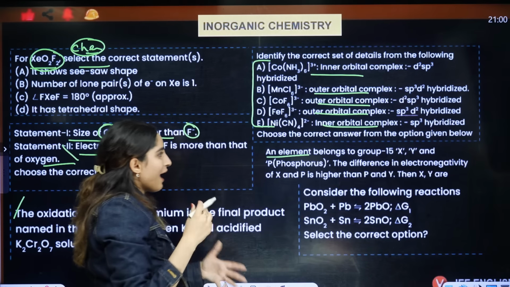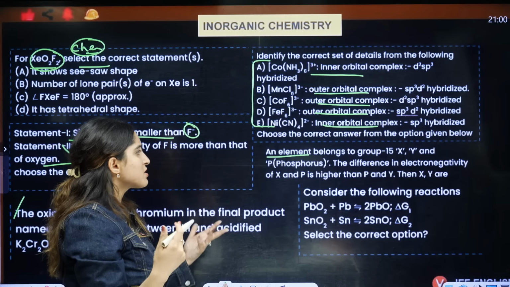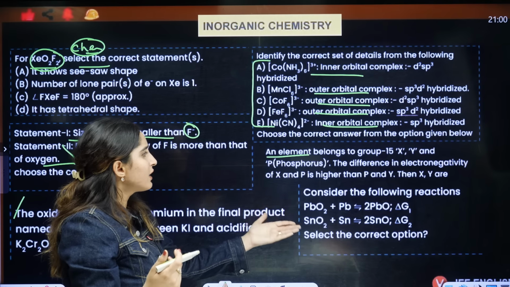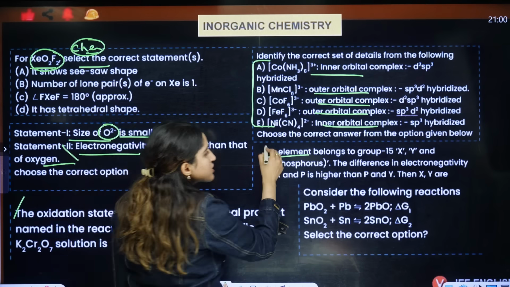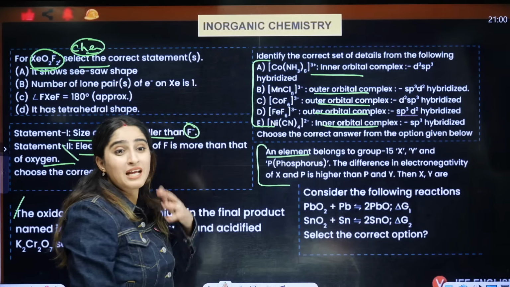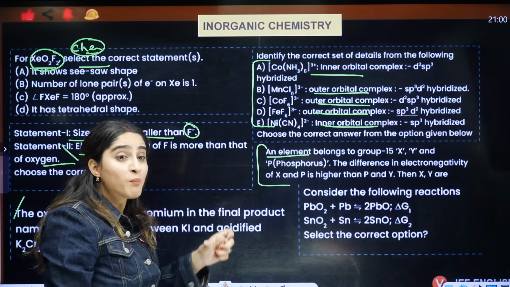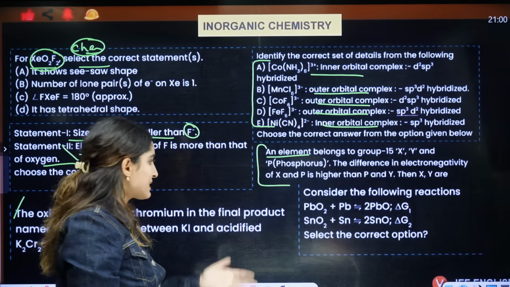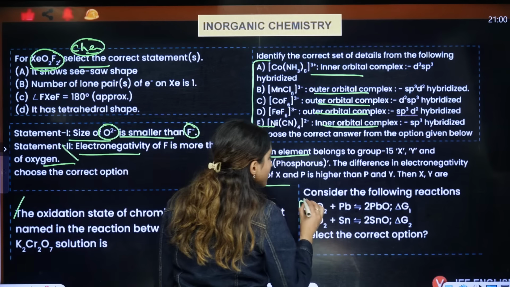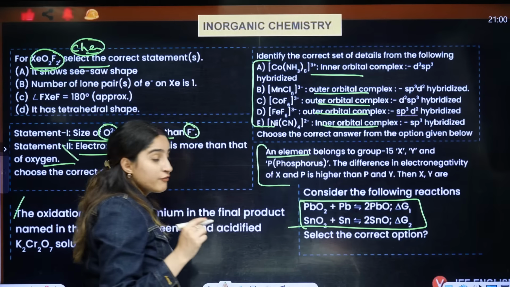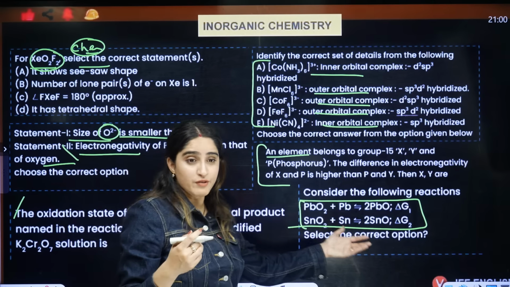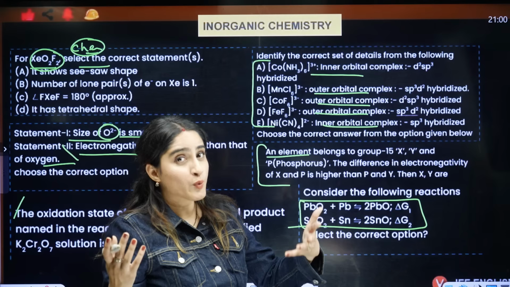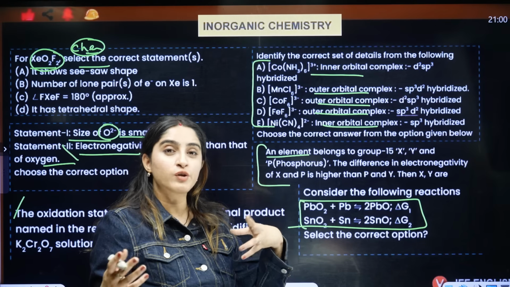This is on elements X, Y and phosphorus. The difference in electronegativity of X and P is higher than P in this and that. Now, this question is also based on predicting the element from the properties of the element. Then this question: you might get confused whether it is from inorganic or physical. Very few questions are a mixture of inorganic and physical.